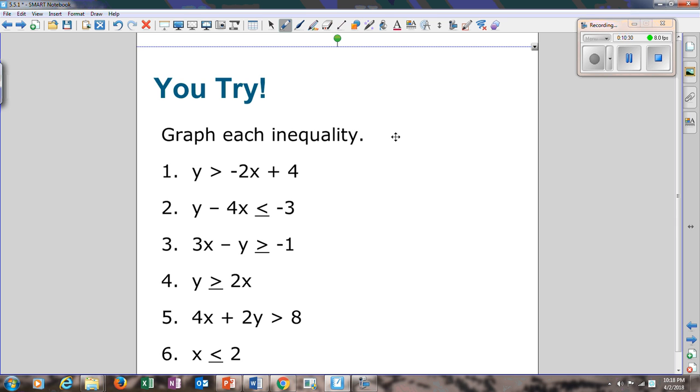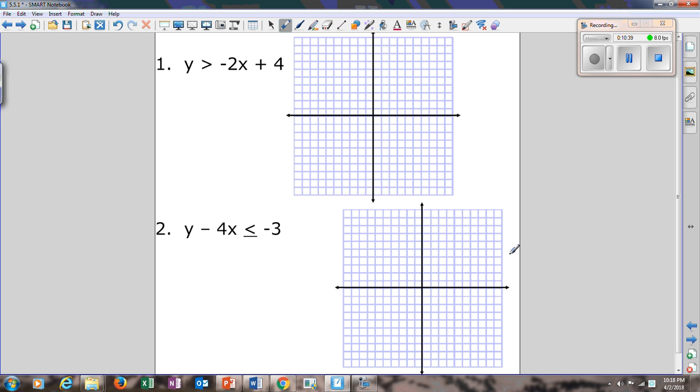Here are 6 you try questions. I want you to pause the video and try them, then we'll go over all of them. Okay, number 1, y is greater than -2x plus 4. You start out by going up 4, 1, 2, 3, 4, and make a dot. Then you go down 2 and write 1, because that's the slope. Down another 2 and write 1. It's just a greater than, so it's a dotted line.